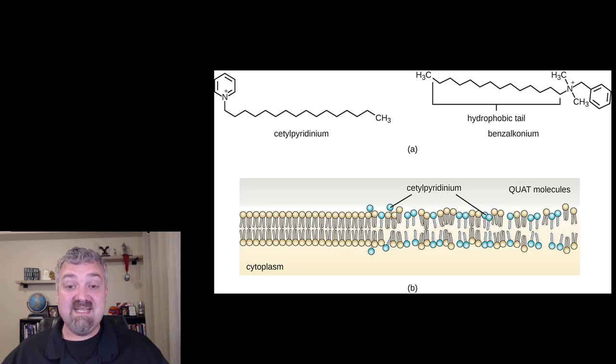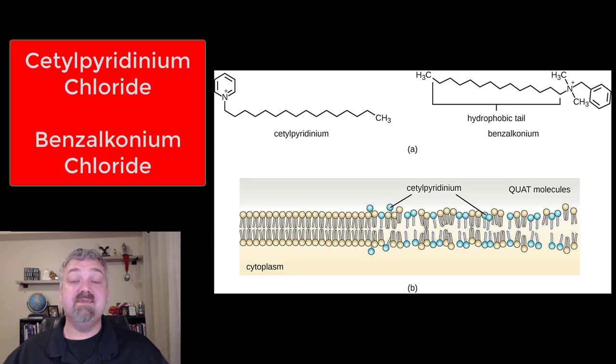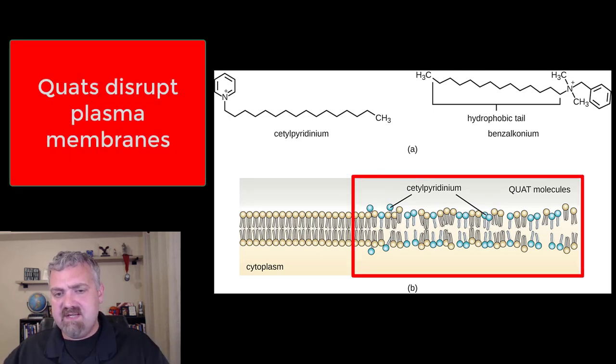So here's how they work. This is what makes them amazing. Here are two examples: cetylpyridinium chloride and benzalkonium chloride. These are going to be the two most important Quats. They can insert themselves, like you see in this wonderful picture, right into the plasma membrane and disrupt it. So that's how they work. They're disrupting the phospholipid bilayer of a cell by inserting themselves right where the phospholipids should be sitting.